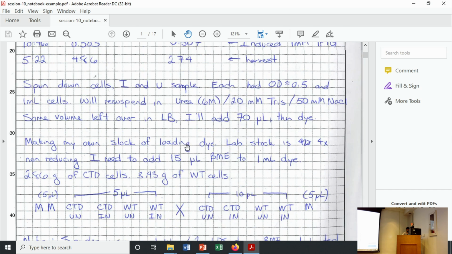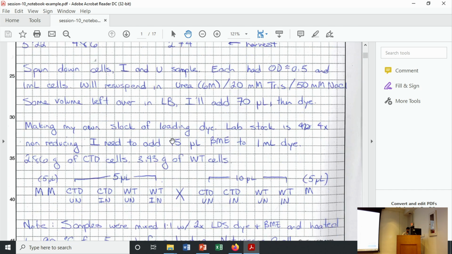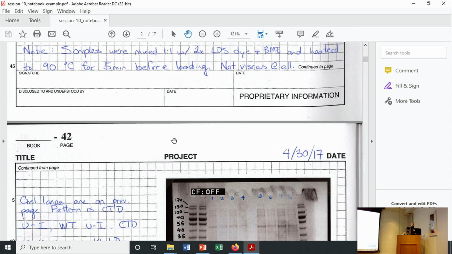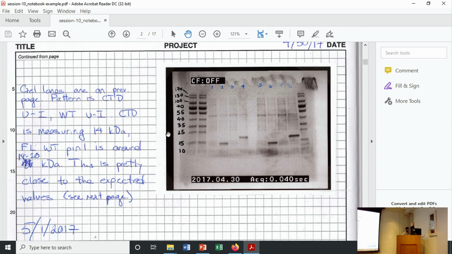Then he has all the things he has done, the protocol, and he has one result here: running a gel to see whether the protein he's interested in, Pin 1, is there in the cells. From that, you can see this is pretty close to the expected value. So from the gel he's coming to a conclusion.